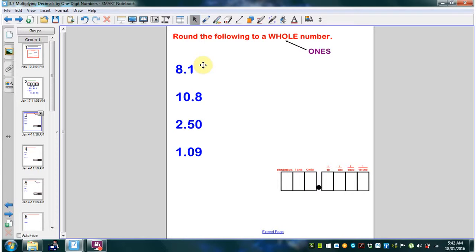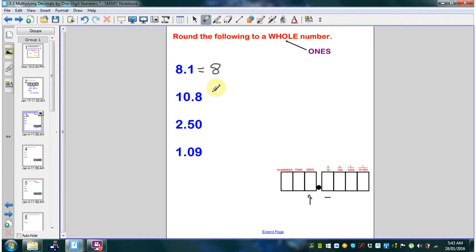Alright, now I want you to try these examples on your own. I want you to round the following to a whole number. That means our ones digit. So I'm going to do the first one with you, and then you can try the last three. Okay, so round to a ones digit, which means we look at our ones place value, and we also look at the one behind it to tell us if we round up or down. So our 1 over 10. So we want to round to 8, so we look at the one behind it. It's a 1, so we round down to 8.